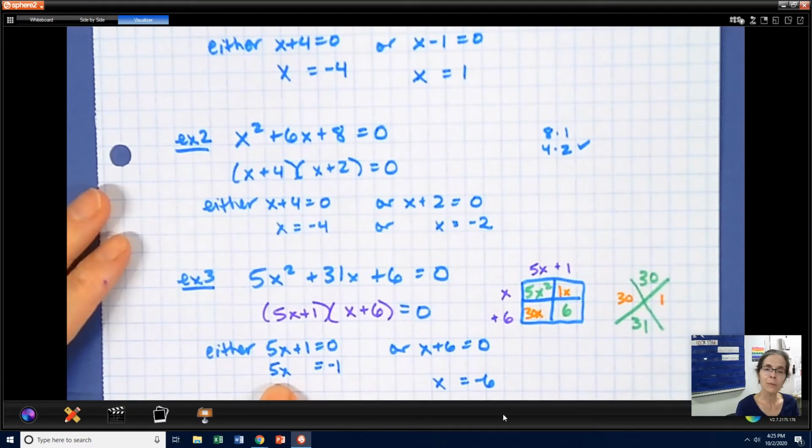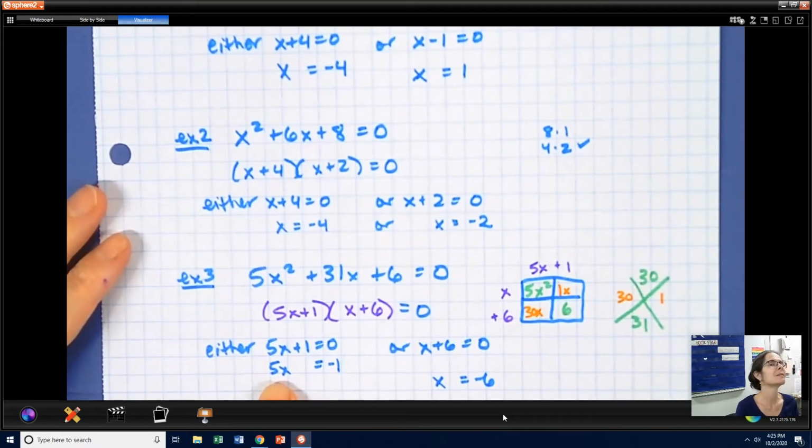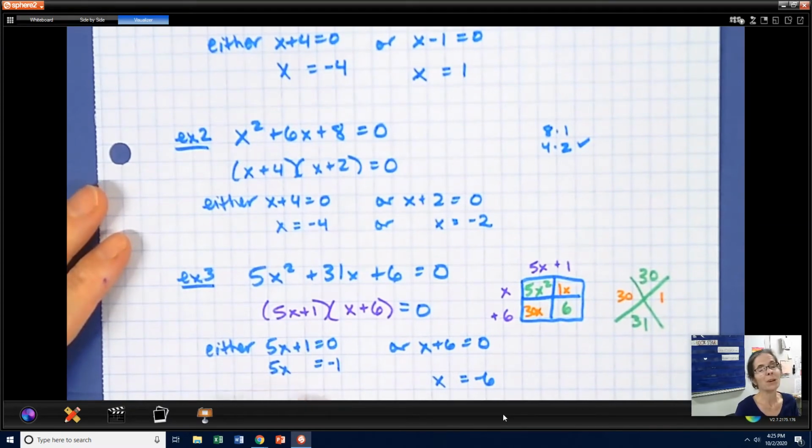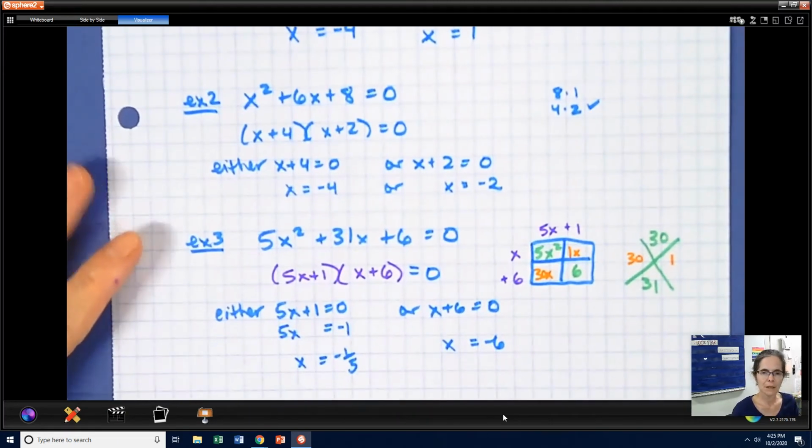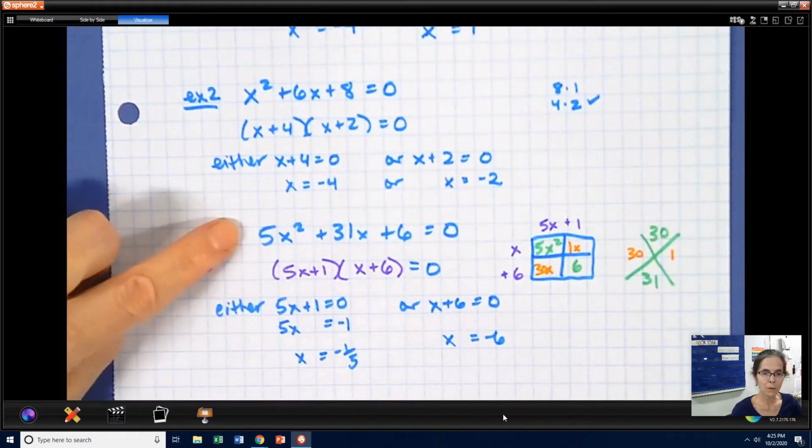The inverse of multiplying is dividing. So really, you're multiplying by the reciprocal, 1/5. I sometimes get lazy and just say you divide by 5. So if you divide both sides by 5, these 5's cancel out, and this side equals negative 1/5. So those are your answers to this equation.